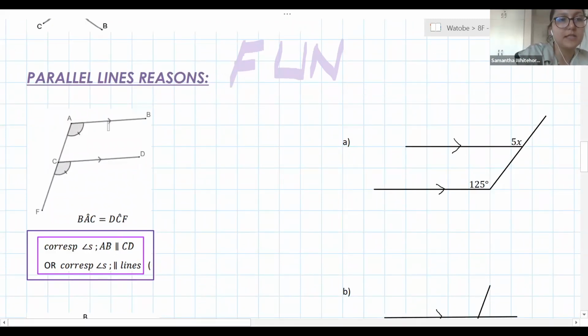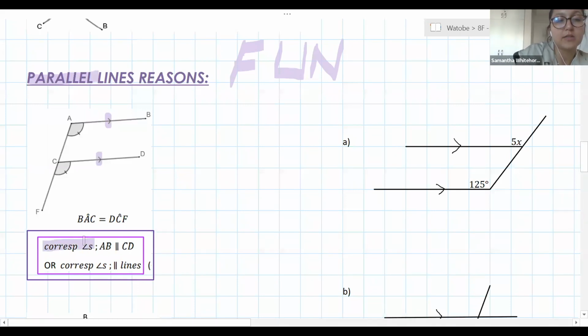Now, a couple things. These little arrows on lines mean that those lines are parallel. And so we have to have those arrows on those lines telling us that the lines are parallel in order to use these reasons. If they aren't there, it means that the lines aren't necessarily parallel, and so we can't use the reason. Okay, so the first one is corresponding angles.